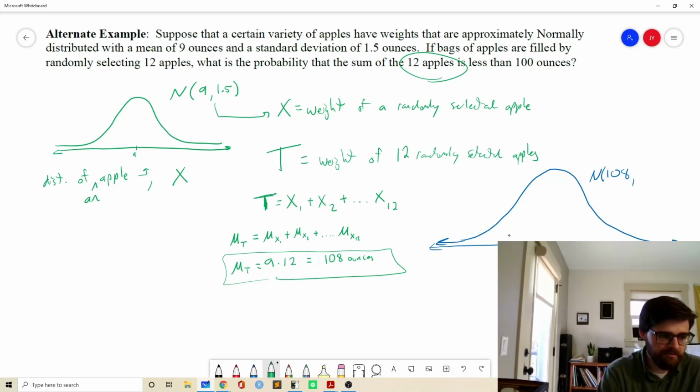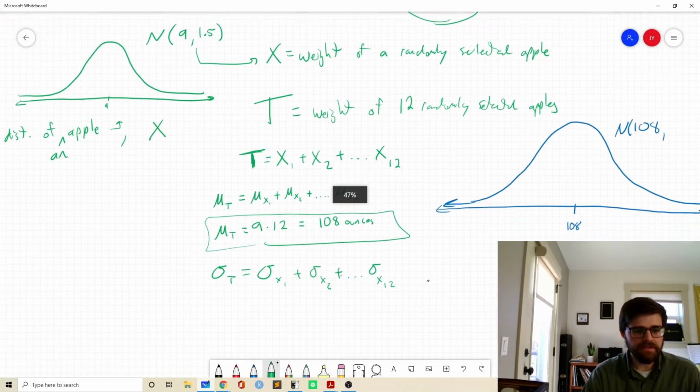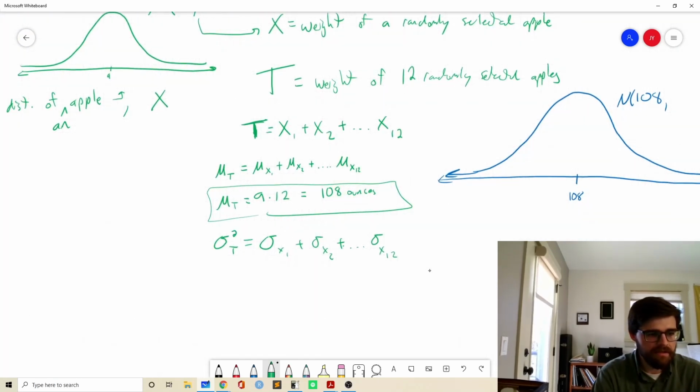Let's go back to our math here. The standard deviation of T, I can't just add these together. I can't just look at the standard deviation of X1 plus the standard deviation of X2, and so on, plus the standard deviation of X12. That doesn't work, okay? These are not equal. But we can actually do this pretty simply. Instead of adding the standard deviations together, we can add the variances. A variance is just the squared standard deviation. Okay, so we can actually calculate this by adding these all together.